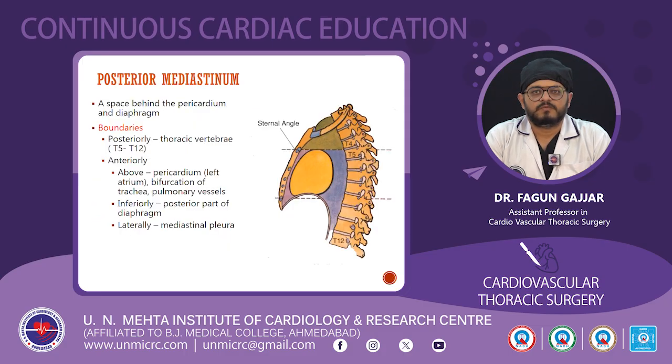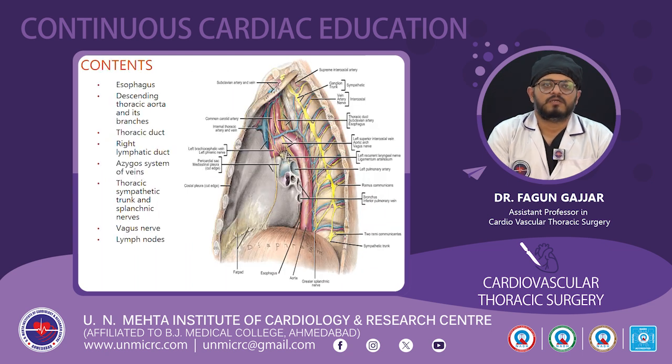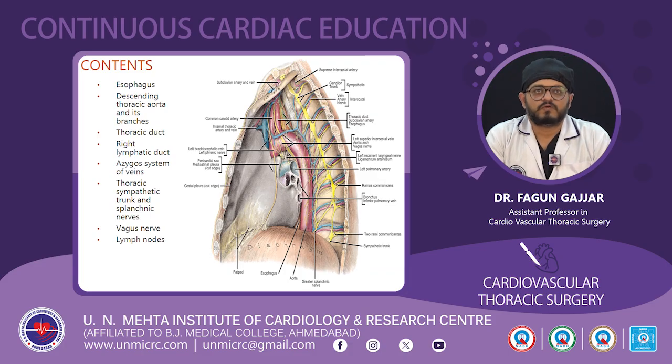The posterior mediastinum is a space behind the pericardium and the diaphragm. The boundaries are: posteriorly, the thoracic vertebrae T5 to T12; anteriorly above, the pericardium, bifurcation of the trachea and pulmonary vessels; inferiorly, the posterior part of the diaphragm; and laterally, the mediastinal pleura. The contents of the posterior mediastinum include the esophagus, descending thoracic aorta and its branches, thoracic duct, right lymphatic duct, azygous system of veins, thoracic sympathetic trunk and splanchnic nerves, vagus nerve and the lymph nodes.